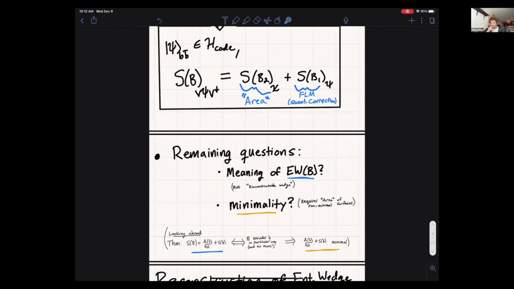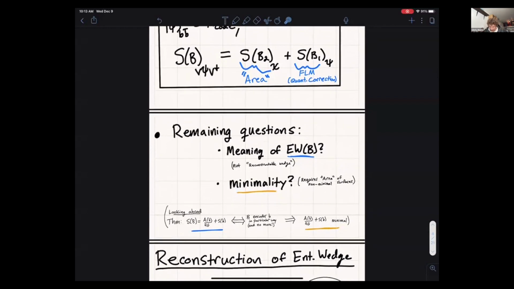And as a side note, if you want to talk about minimality, you need a definition of area that works for all surfaces, not just one surface. So Harlow defined area for the RT surface. We're going to have to work a little harder defining some area for a general surface in a general code. So that will be what we do second before presenting the theorem, after talking about this.